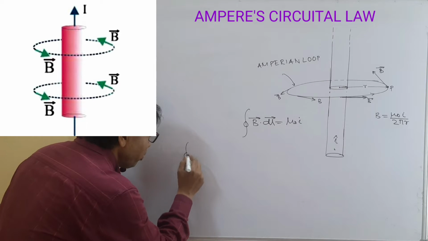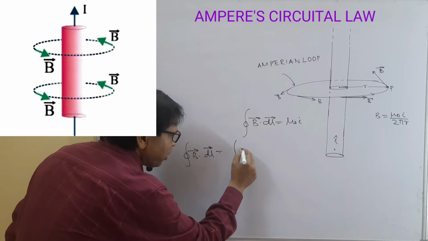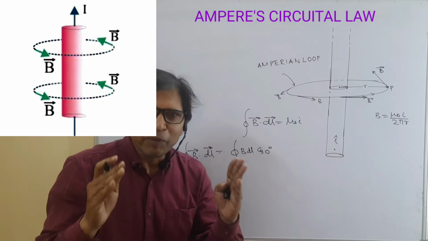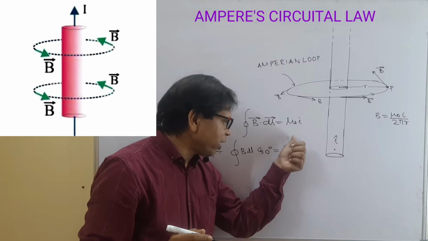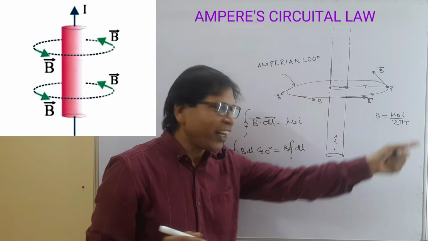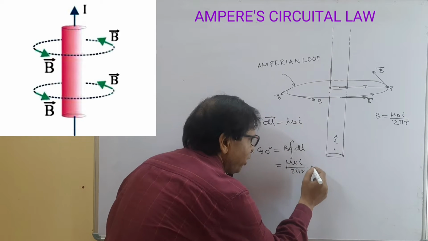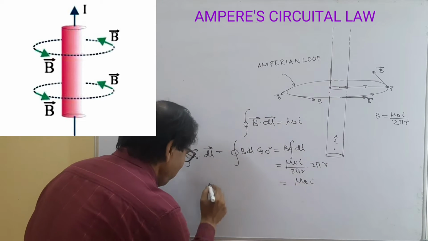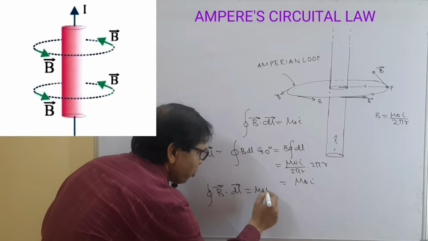Now here B vector dot dl vector is equal to B dl cos 0 degree, because B vector is parallel to dl vector. Now B into the line integral of dl. The length of the loop is 2 pi r. So this is mu naught I by 2 pi r into the length of the loop, 2 pi r. So this is mu naught I. Therefore the line integral of B vector dot dl vector is equal to mu naught I.